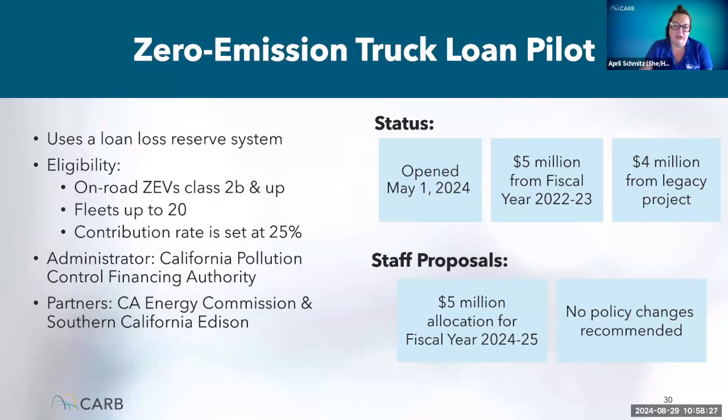CARB is also working closely with the California Energy Commission to align accompanying infrastructure loan support programs, and Southern California Edison has also funded a similar loan support program for customers in its service territory.